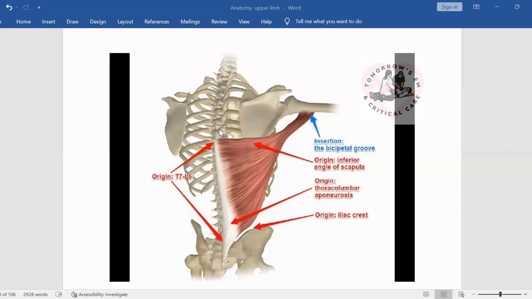Insertion is in the bicipital groove, isn't it? In between two major muscles. Medially, what is there? Teres major. Laterally, pectoralis major. So there is nothing more for us to understand here. Clear.